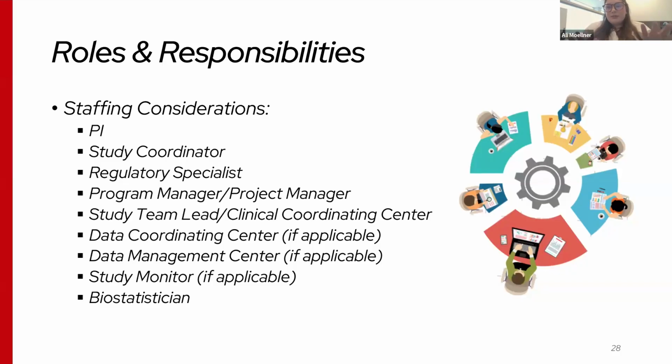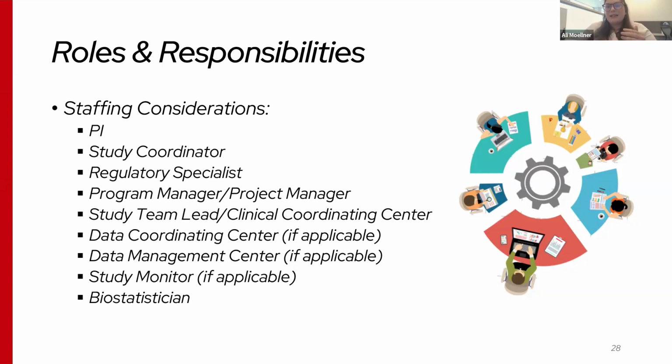So related to roles and responsibilities, this is a typical list of staffing considerations and staff and team members that you might have on the lead site or the lead study team. And these are the people that you should definitely be including in your roles and responsibility matrix if you're using a RACI or some other kind of matrix, but it's really important that you're defining these jobs.